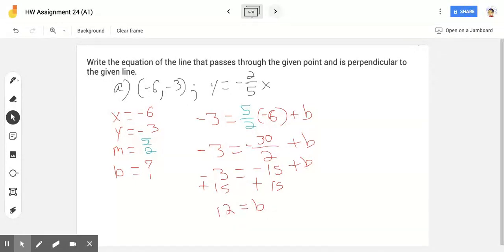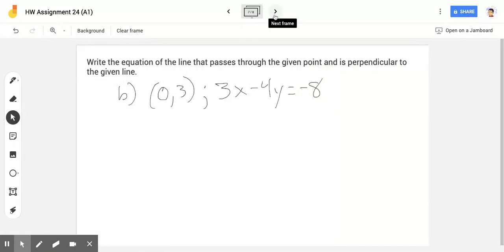So let's write the equation. So the equation that is going to be perpendicular to this line that goes through the point -6, -3 is going to be the equation y is equal to 5/2 x plus 12. All right. Let it sink in. Let's go to another one.